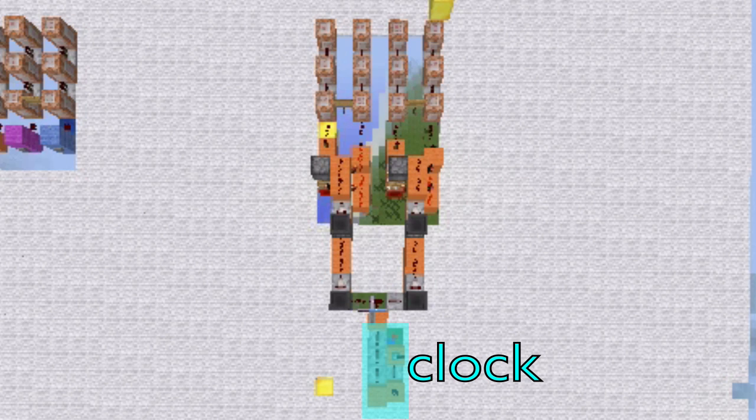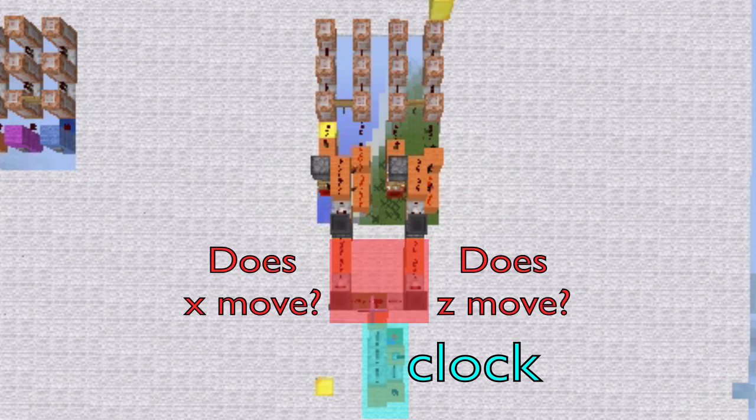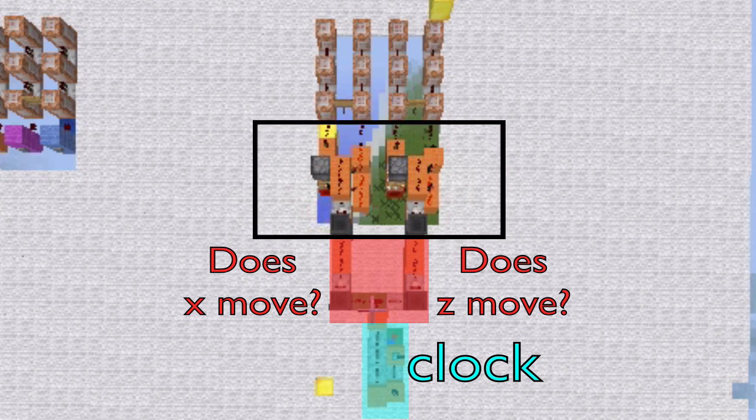Altogether, we have a clock which leads into a randomizer, which decides whether or not the tornado moves. This line then leads into two more randomizers. One that decides whether the tornado goes in the positive or negative X direction, and another that decides whether the tornado goes in the positive or negative Z direction.